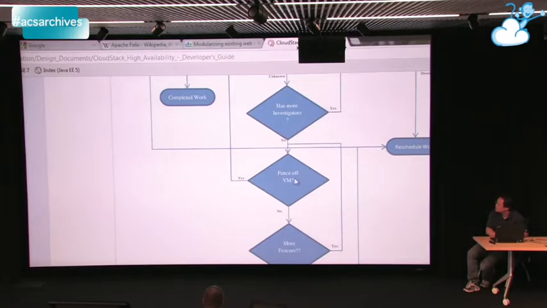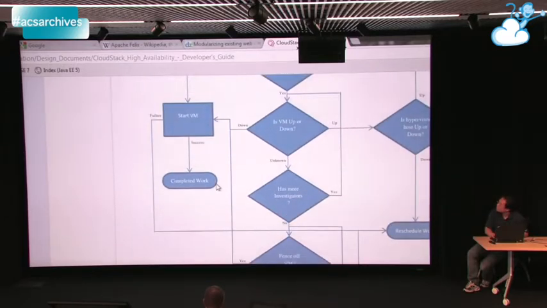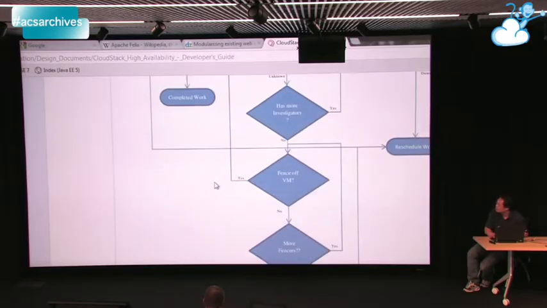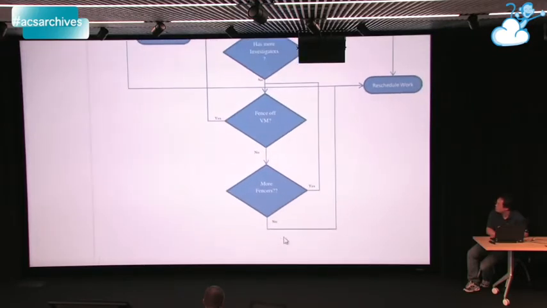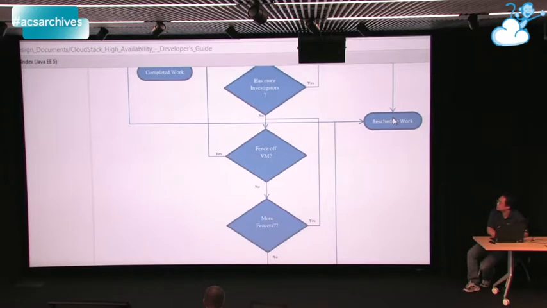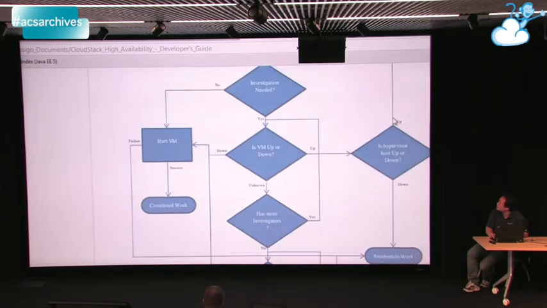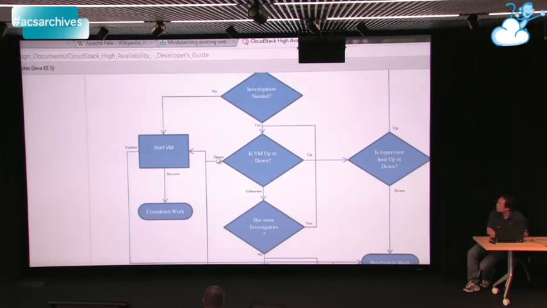So if the fencer says, yes, I can actually fence off the VM, then once again we will go up to start the VM. But if it says no, then we will talk to more fencers. And if all the fencers are gone, then we will reschedule this, because there's no safe way for us to HA the VM. So we will reschedule this work to be done 10 minutes later, for example. But if we have determined that the VM is definitely down, then we will go through the normal process of starting the VM.